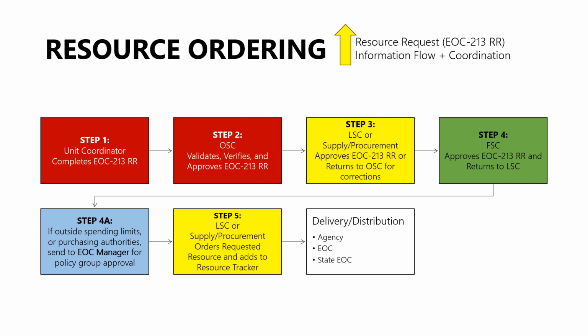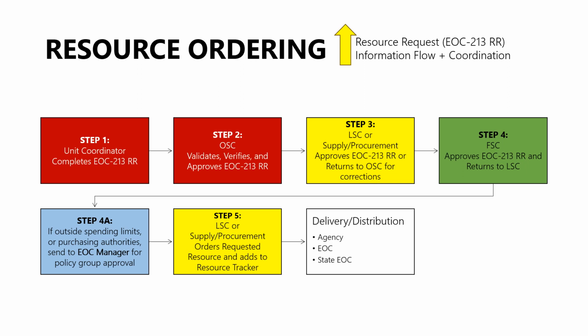If we need to bring in the finance section, they're going to approve any costs that are associated with that resource request. And if it's outside of the spending limits, we may have to send it off to the policy group or the EOC manager to get that approved. Once it's approved, then it comes back and we can get that ordered. We want to make sure that we're tracking this. We're using our tracking. We're letting people know. And then once we have that, we're getting it delivered and distributed.